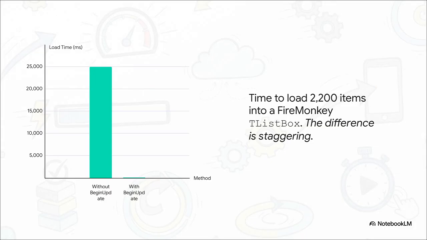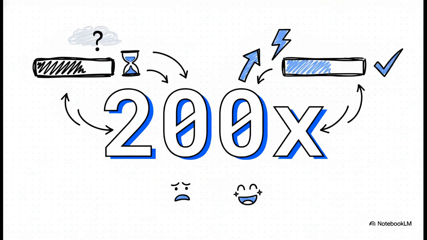And look, this isn't just theory. Check out these real-world numbers from loading a couple thousand items into a FireMonkey list box. Without our pattern, it takes a painful 25,000 milliseconds. That's 25 seconds of a frozen app. But with BeginUpdate, it drops to just 125 milliseconds. It's not even a fair fight. Yeah, let that sink in. A 200 times performance boost.